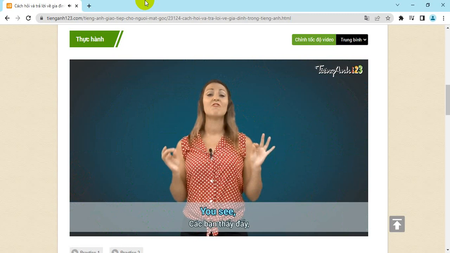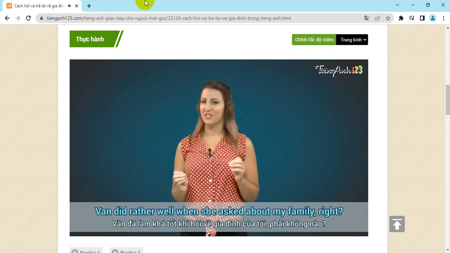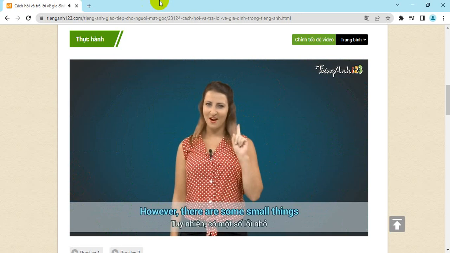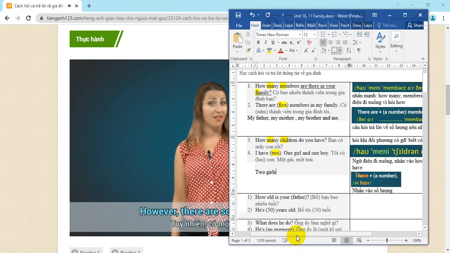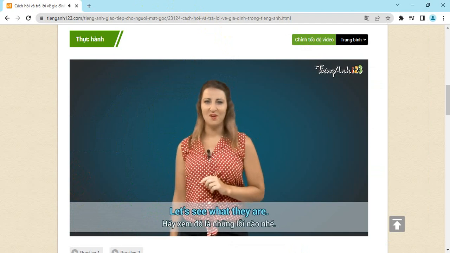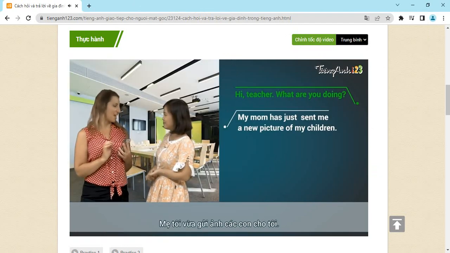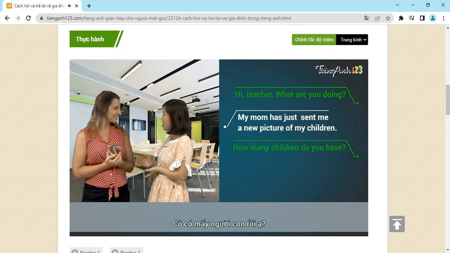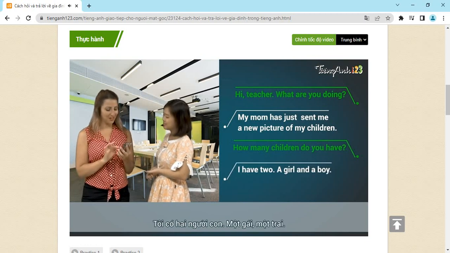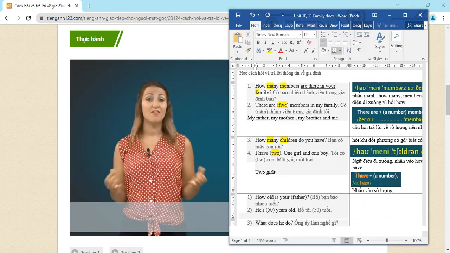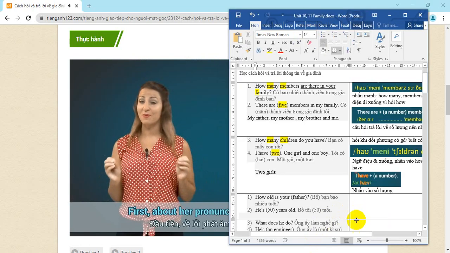You see, Van did rather well when she asked about my family, right? However, there are some small things I think she can improve. Let's see what they are. My mom has just sent me a new picture of my children. How many children do you have? I have 2, a girl and a boy.